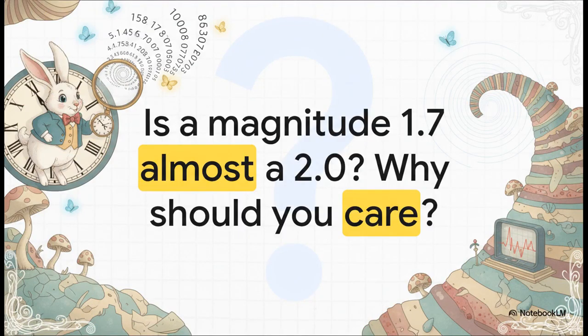Now, you're probably thinking, okay, 1.7, that's basically a 2.0. And look, in your day-to-day life, you'd be totally right. But when we're talking about earthquakes, thinking that way is, well, it's completely wrong. And understanding why is going to change how you hear every single earthquake report from this day forward.